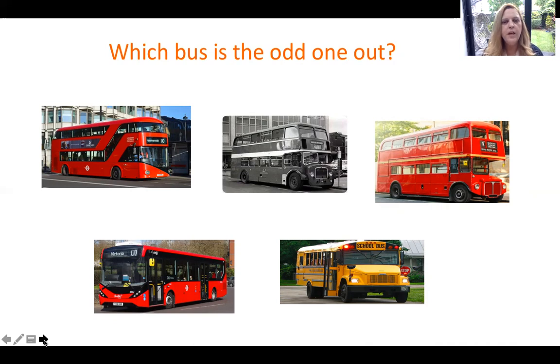Could it be maybe the black and white bus? Because it's not in colour. Could it be the yellow school bus? Because all the other buses are London buses and that yellow school bus belongs in America. What do you think?